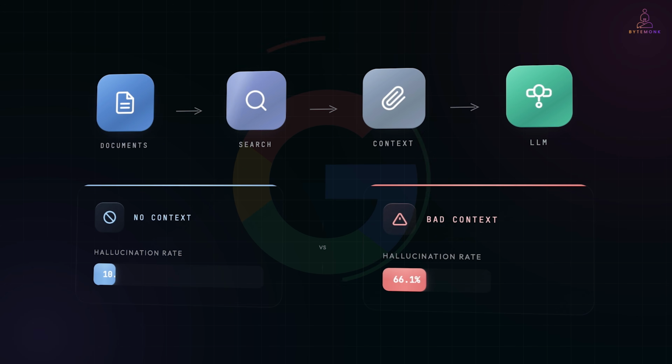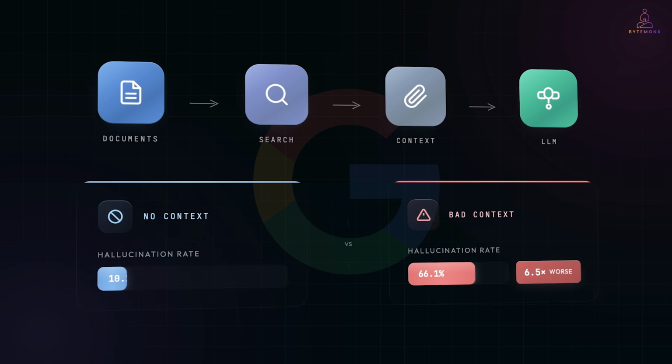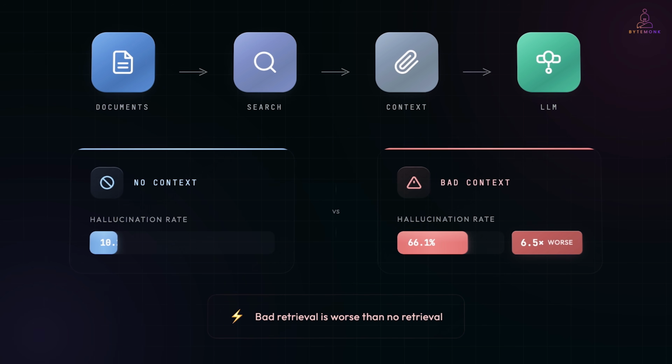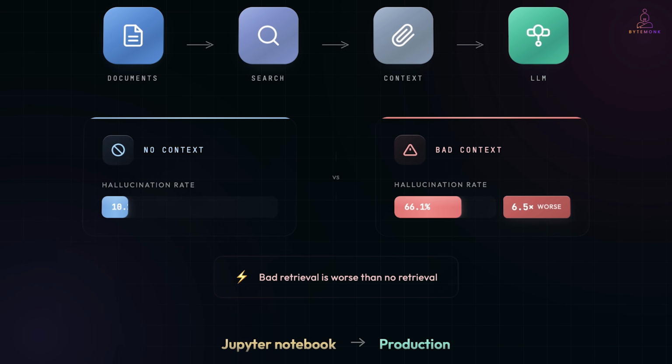Google Research recently published a study showing that when your retrieval is off, your LLM doesn't just give slightly wrong answers. It actually hallucinates more than if you had given it no context at all. Bad retrieval is worse than no retrieval. So what separates a RAG system that works in a Jupyter notebook from the one that actually holds up in production? And that's what we are exploring today.